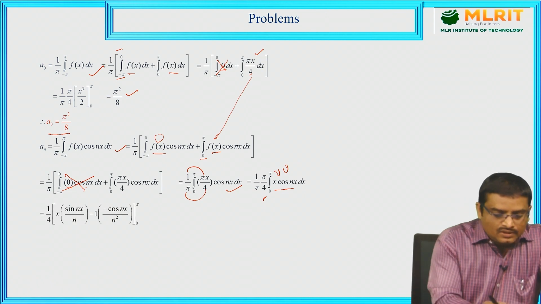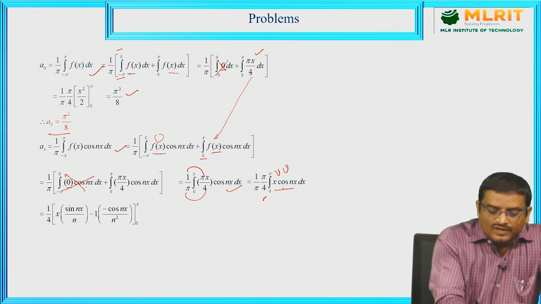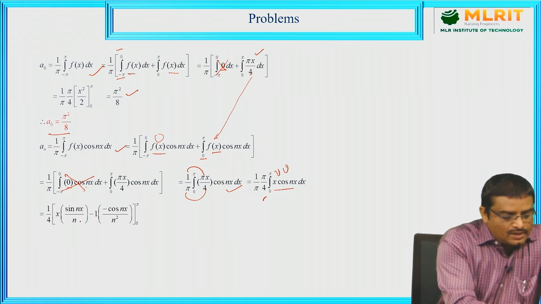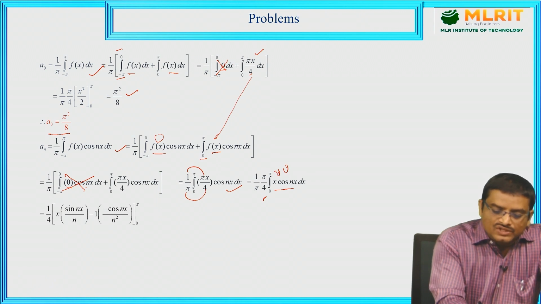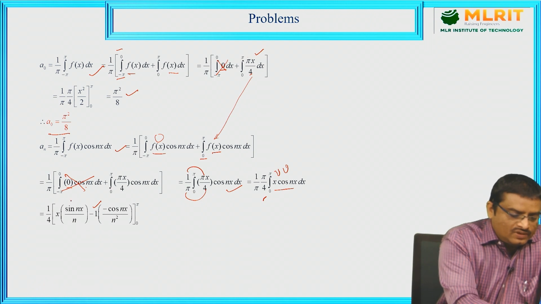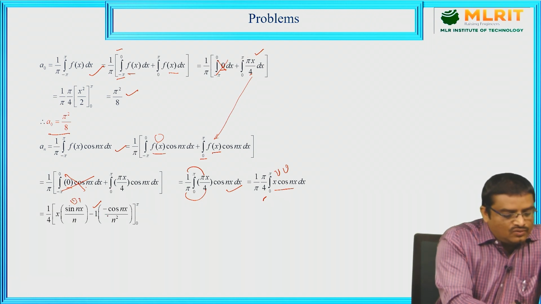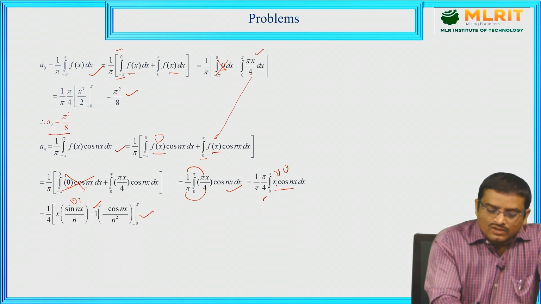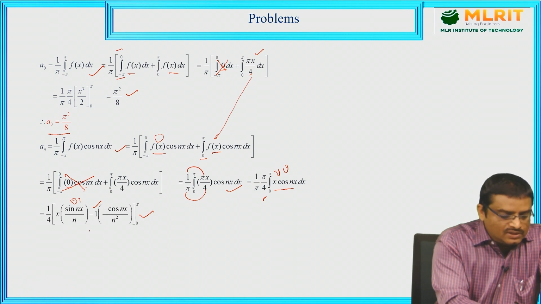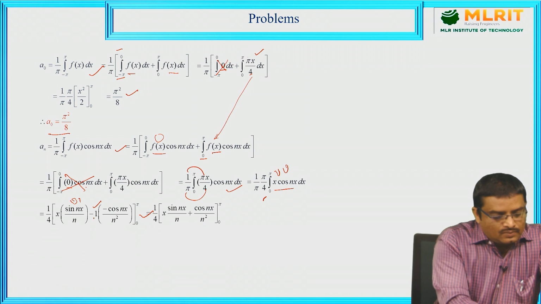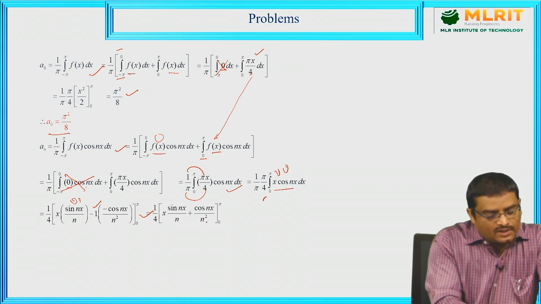So you will get u into integral of v, that is cos nx. Integral of cos nx can be taken as sin nx by n, minus the derivative of this u. u is x, the derivative of x is 1, and this we can consider as v1. Now go for the integral of v1, you will get minus cos nx by n square. After applying this integration by parts, we got this integral value. Now simplify this: x into sin nx by n, minus into minus, plus cos nx by n square.